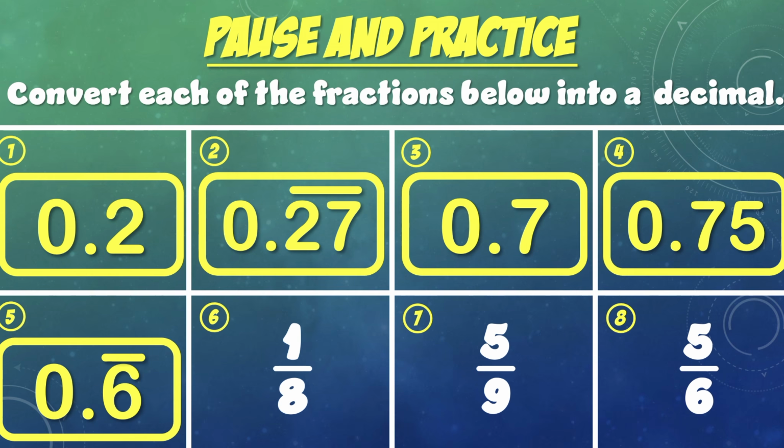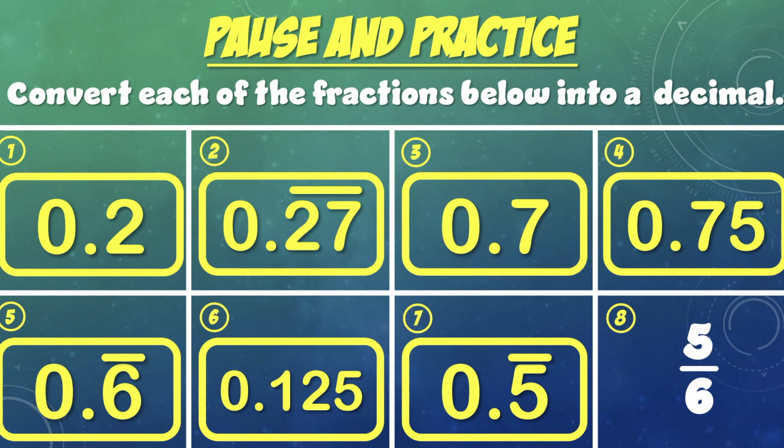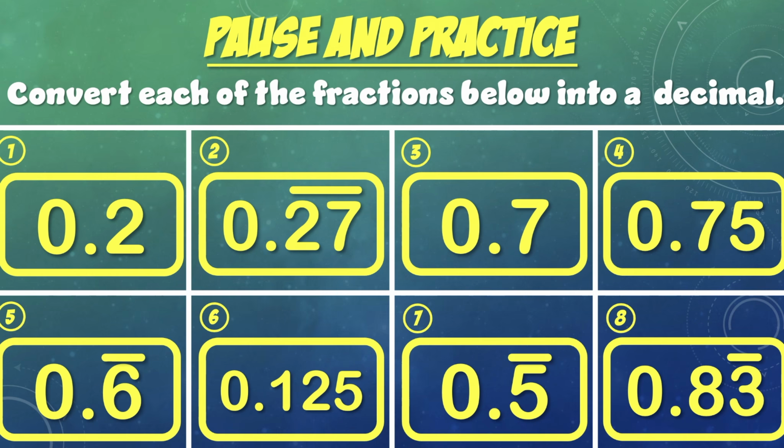Number 6 is 0.125, properly read as 125 thousandths. Number 7 is 0.5 repeating, properly read as 5/10 repeating. And number 8, 0.83 with a repeating 3, properly read as 83 hundredths with a repeating 3.